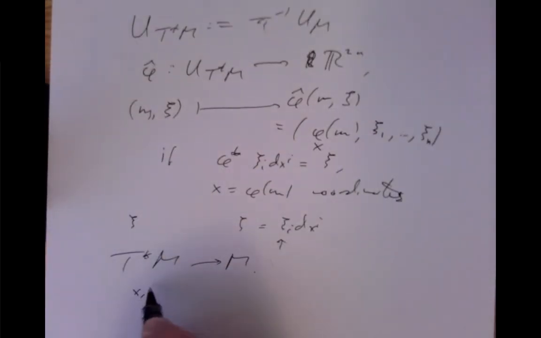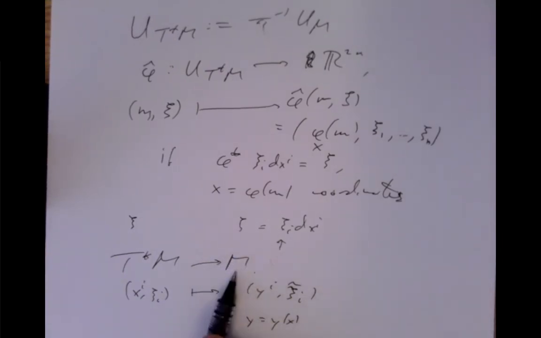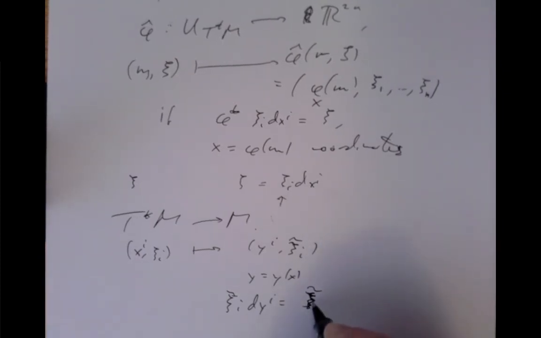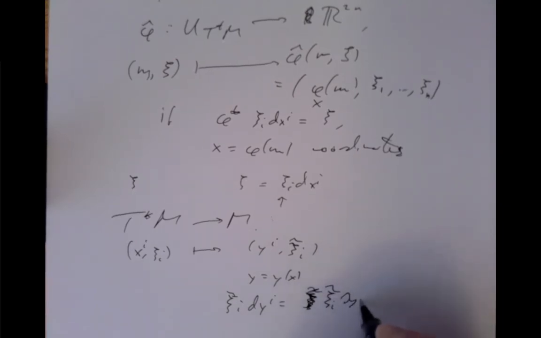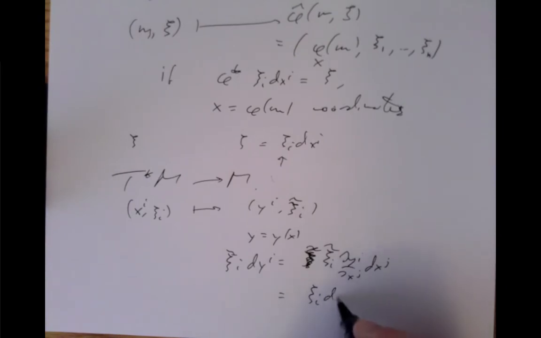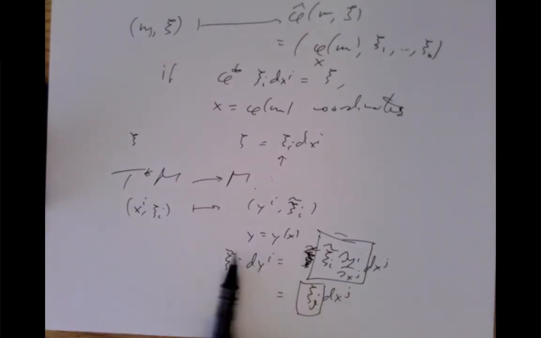They are, of course, going to be that if you have some x_i's and some xi_i's for some chart, then they should map by the transition map to some y_i's, where y of x is the transition map of the underlying charts on M, and some xi tilde_i's. The sum xi tilde_i dy_i has to be our change of variables, which is xi tilde_i dy_i/dx_j dx_j, and that has to equal sum xi_j dx_j. In other words, this quantity here has to be equal to this quantity here. So it's just doing change of variables the way you already know how.